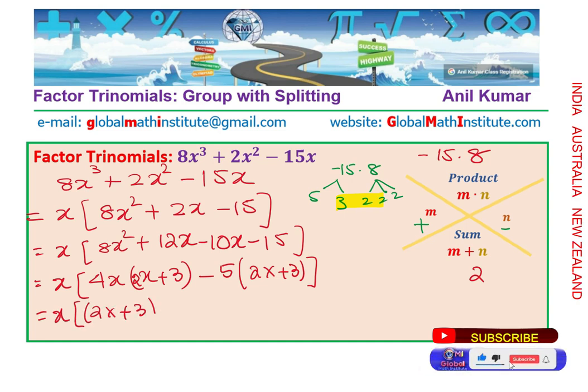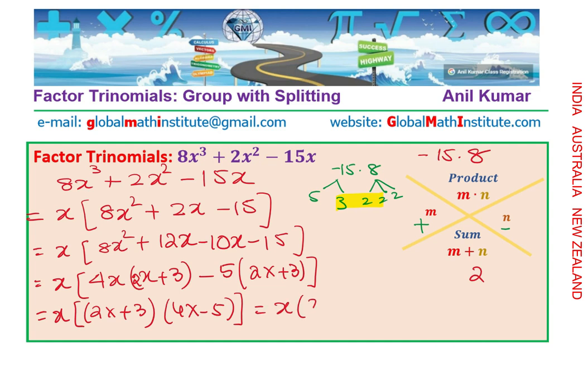plus 3 as a common factor, and you get 4x minus 5 as the other one, and now you get your answer, x times 2x plus 3 times 4x minus 5. Makes sense? So that is how we are going to do it. So I hope the concept is absolutely clear.